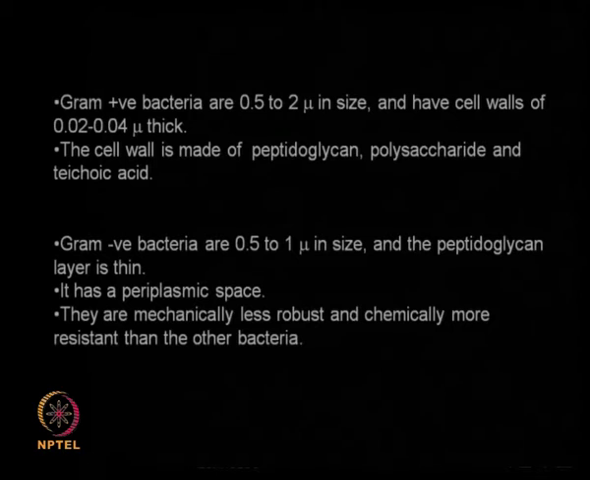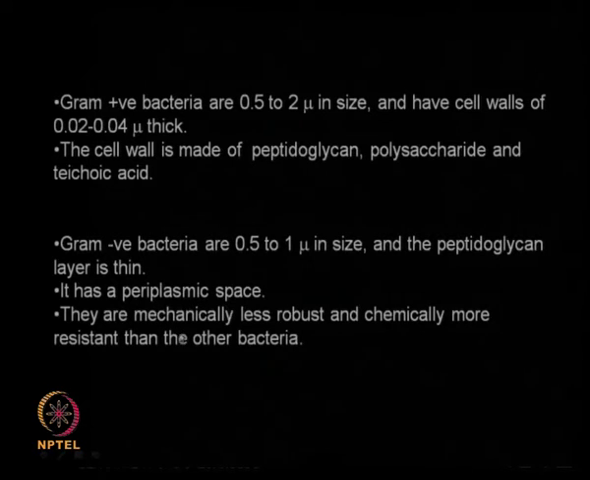Let us look at sizes of these microorganisms. It is very important to know because I can select my equipment based on the size. So gram positive bacteria are about 0.5 to 2 micron in size, and they have cell walls of about 0.02 to 0.04 micron thick. The cell wall is made up of, as I mentioned, peptidoglycan, polysaccharides and teichoic acid. Now if you look at gram negative, it is about 0.5 to 1 micron in size, and this peptidoglycan layer is very thin. This also has a periplasmic space.